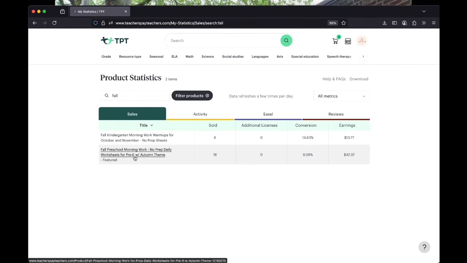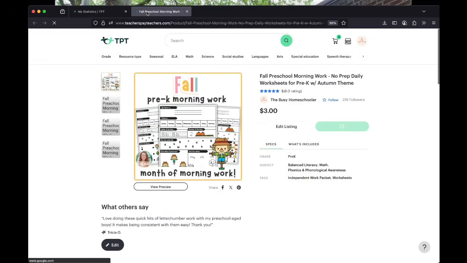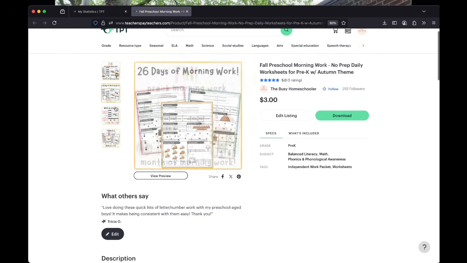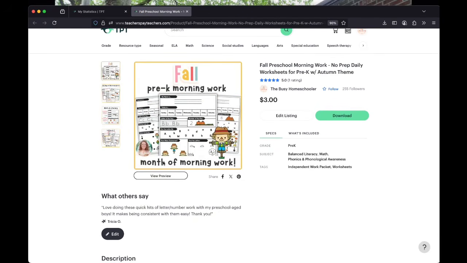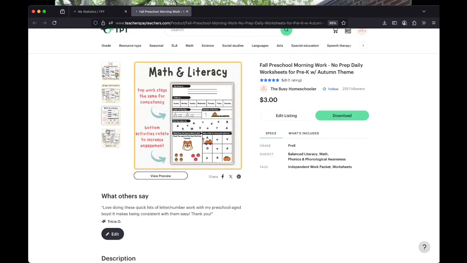But I have this resource right here. It's a fall preschool morning work resource. Let me show you what it looks like. So it's this pre-K morning work, and it's pretty basic. It's just 26 days of fall themed morning work where the student practices learning the day of the week. They have a letter of the day, they have a number of the day, and they're doing different preschool activities like letter recognition, number recognition, counting, and beginning sounds, and all with a fall theme.